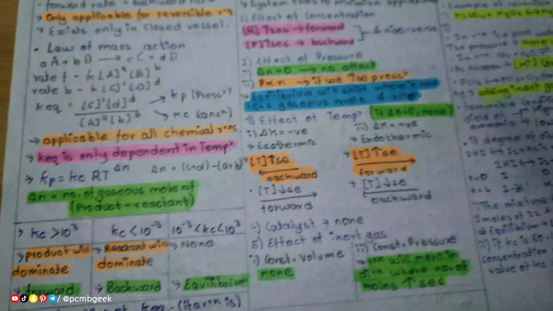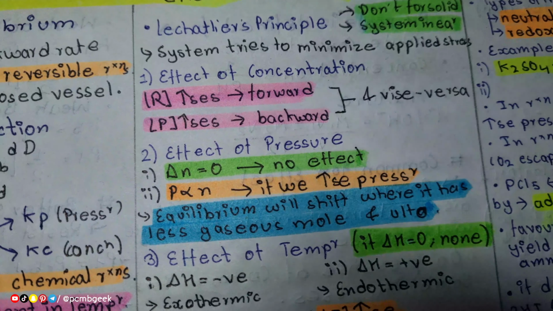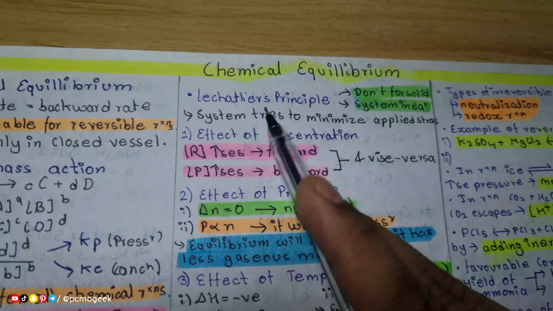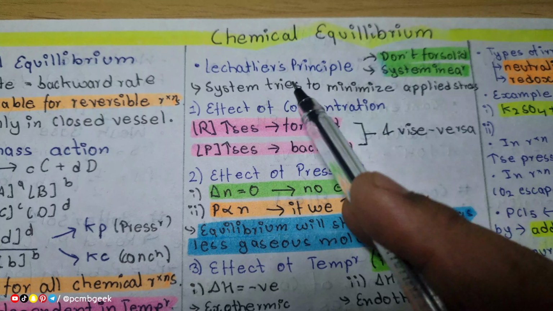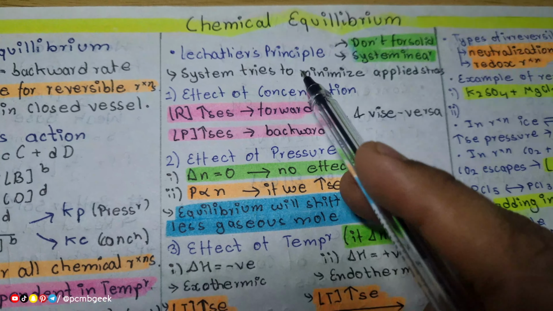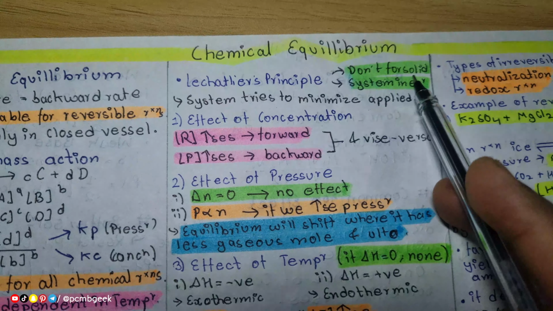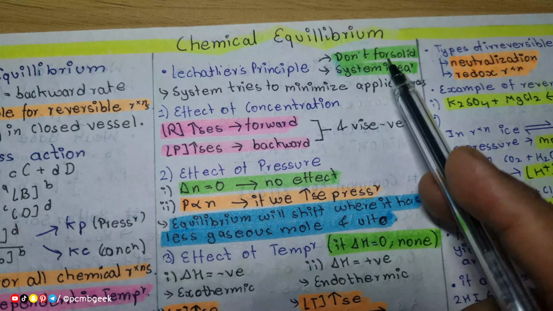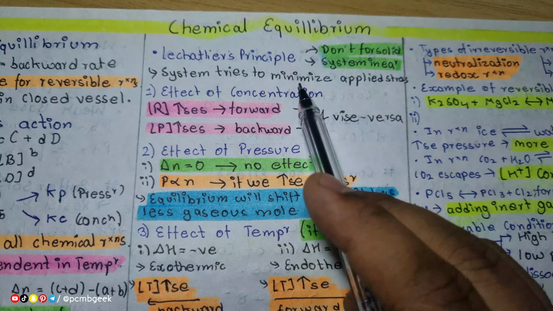Now let's move on to the most important topic, that is Le Chatelier's principle. Le Chatelier's principle is one of the most important concepts from this chapter. What does Le Chatelier's principle state? Simply, if we apply certain stress on the system, the chemical system tries to minimize the applied stress. It is not applicable for solid systems or solid reactions, and it is only applicable for systems that are in equilibrium state.